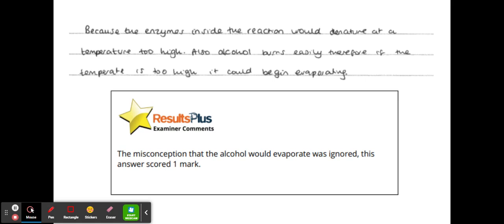A third student's answer said, because the enzymes inside the reaction would denature at a temperature too high. Also, alcohol burns easily, therefore if the temperature is too high, it could begin evaporating. The candidate scored the mark for saying that the enzyme would denature, but the misconception that the alcohol burns or evaporates would be ignored.